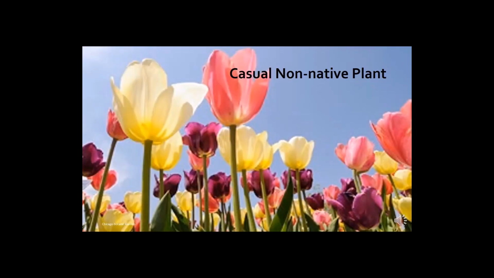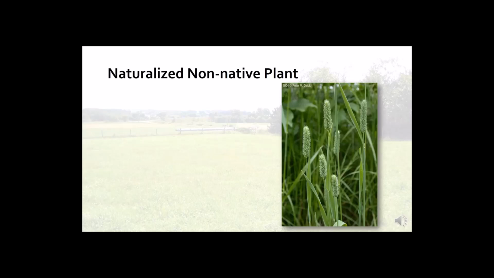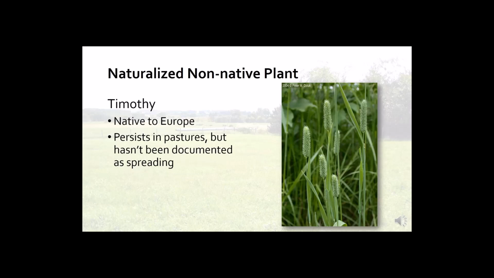An example of a casual non-native plant is something like a tulip. As you know, tulips are common garden plants, but they don't persist on the landscape without humans continually propagating them and planting them. Here's an example of a naturalized non-native plant. This is Timothy grass, which is native to Europe, and it doesn't need humans to help it persist, and it is especially good at persisting in pastures. But it hasn't been documented as spreading very far, and so this is not considered invasive either.